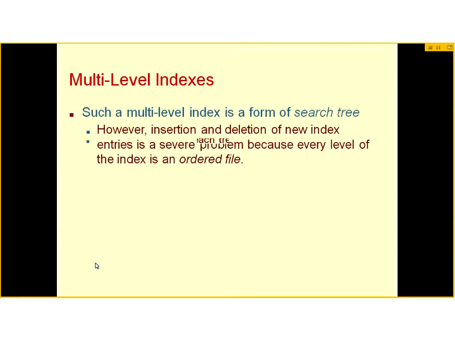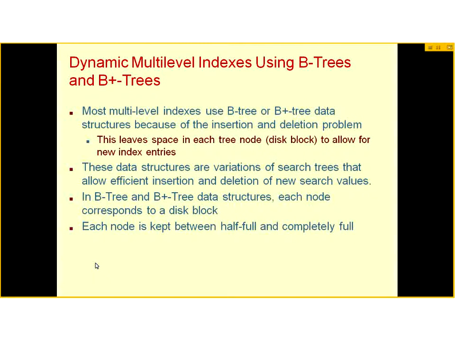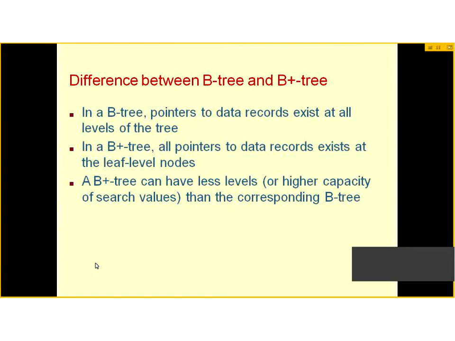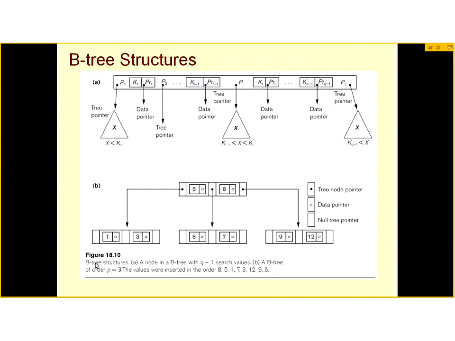Then what are multi-level indexes, why are we going for multi-level indexes, what are we using B trees for, and what are we using B plus trees for? You should know the difference between B tree and B plus tree, and why these data structures are used. In B trees, pointers to data records exist at all levels of the tree, and in B plus trees, all pointers to data exist at the leaf level nodes only. And that's why the B plus tree is a balanced tree. And you can see there is a B tree structure.